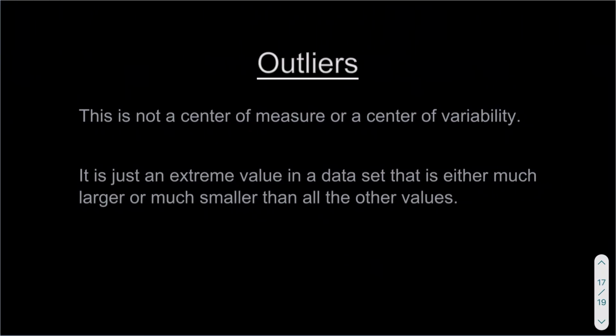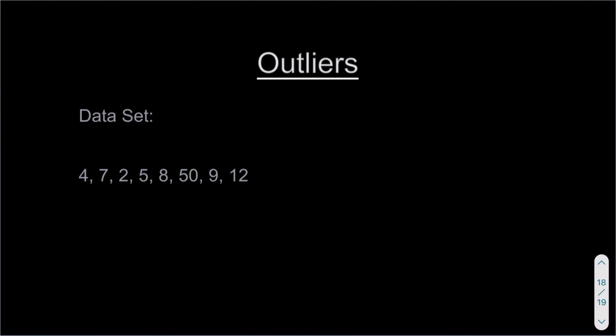So now let's look at outliers. Note that outliers are not a measure of center or a measure of variability. It's just an extreme value in a data set that is either much larger or much smaller than all the other values. So let's look at an example. Looking at this data set, we can easily tell that 50 is just way larger than all the other numbers. So that's why 50 is the outlier.